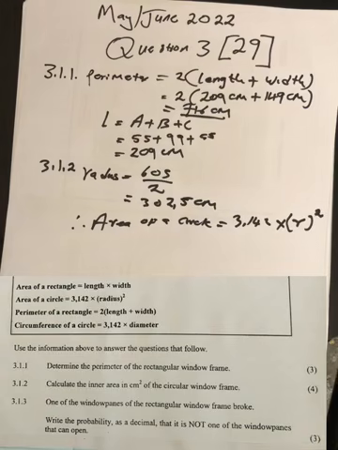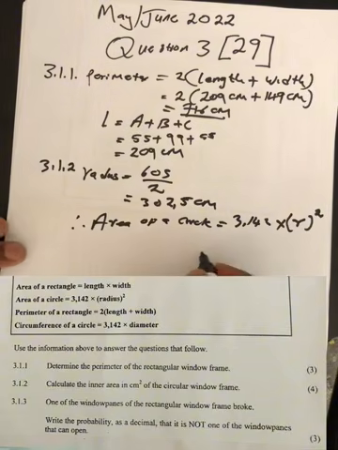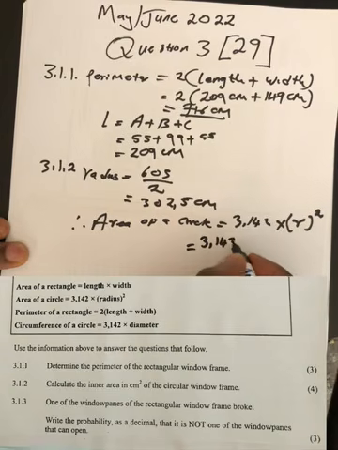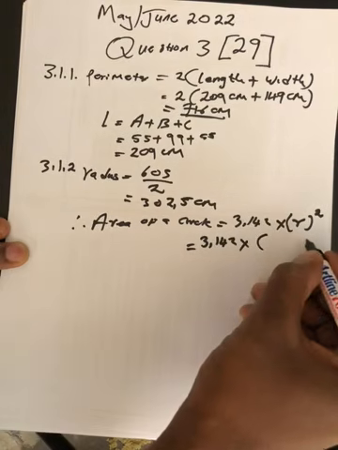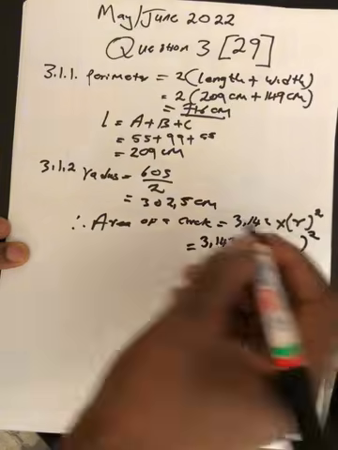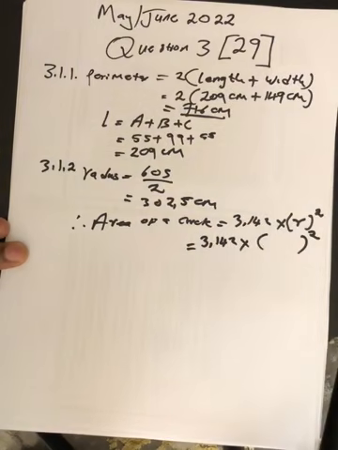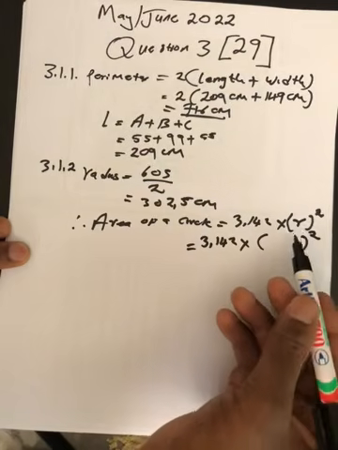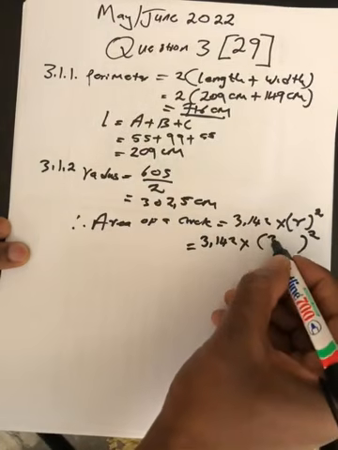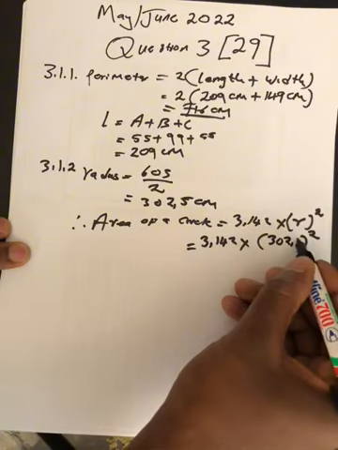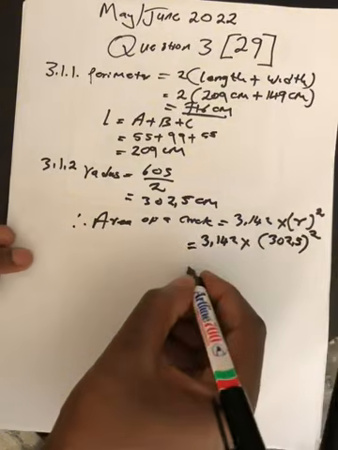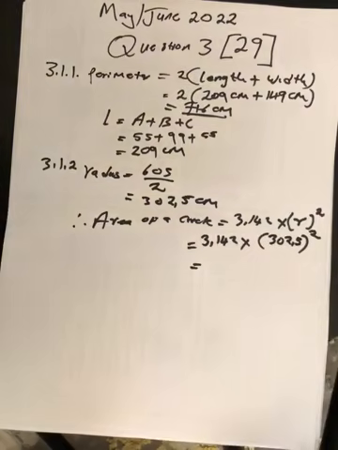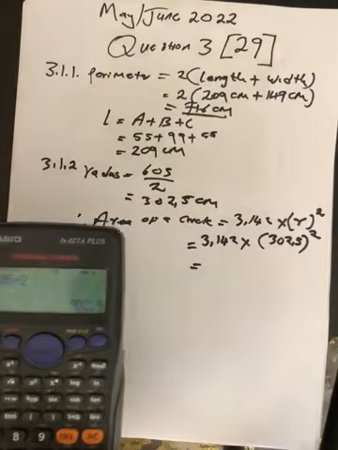Then from there, we are going to replace radius by 302.5. So we are going to have area is equals to 3.142 multiplied by, you don't touch anything else except radius, which is represented by r in the equation. So where was r? We are now going to write 302.5. Then from here we are going to find our answer using a calculator.